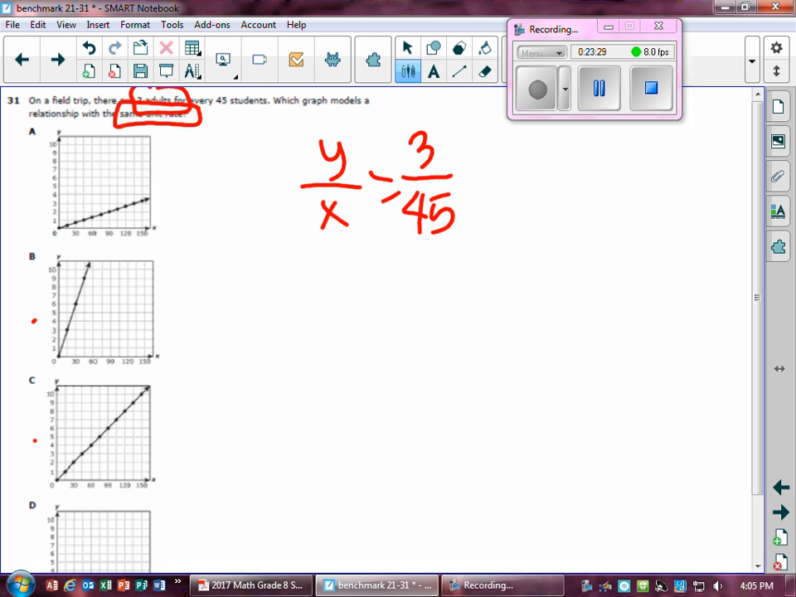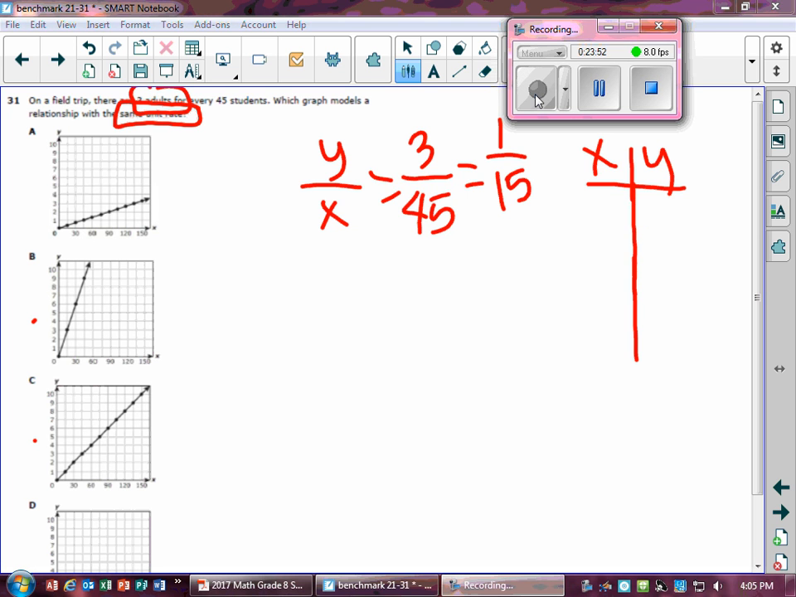So that's our x and y. This can be simplified to 1 over 15. That means for 1 adult, there are 15 students. So if I create my x and y table, we start at 1 adult. Sorry, got tongue-tied. Again, 1 adult, it's 15 students, or 15 students per 1 adult.